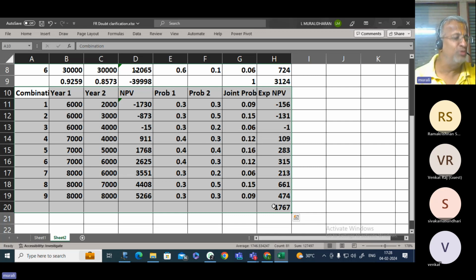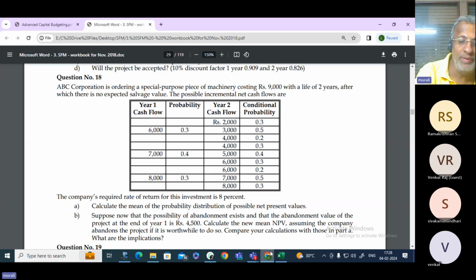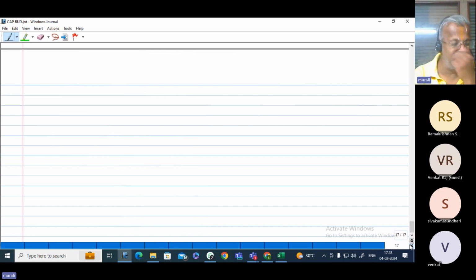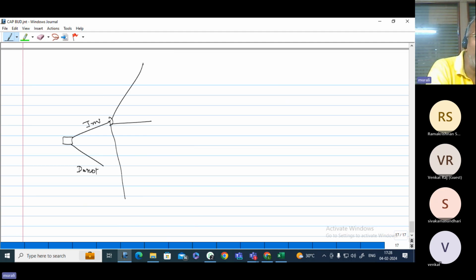Point number two, I'm going to tell you the advantage of doing the second way of working. Please just follow me for the second part of the question. Second part of the question, where you have abandonment possibility. Now I got to draw a decision tree for that purpose exclusively. What is that? So where I will say invest and do not invest. I will run through 1, 2, and 3, 6, 7, and 8.